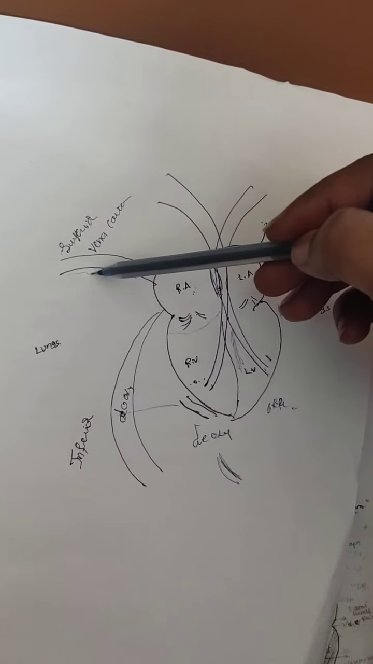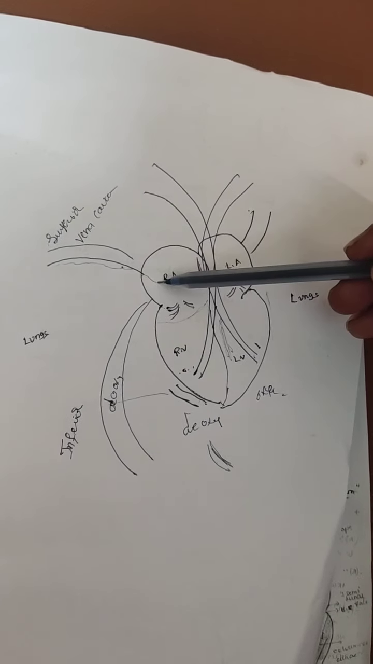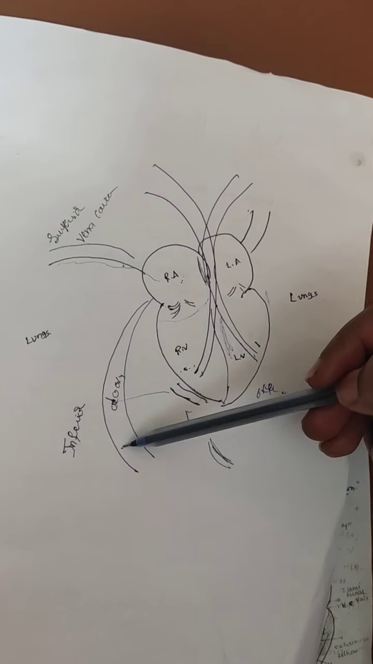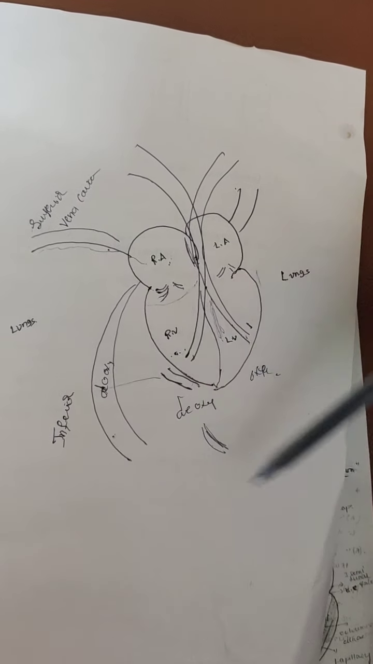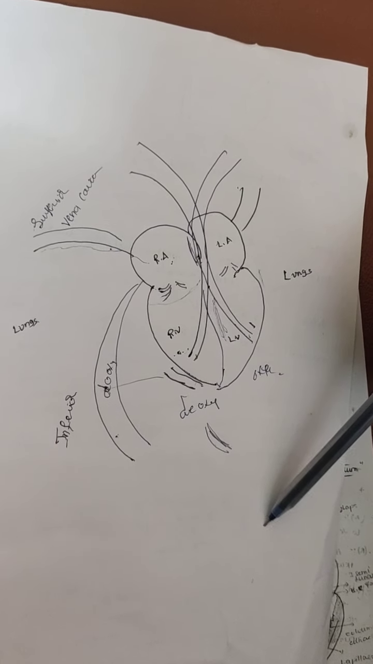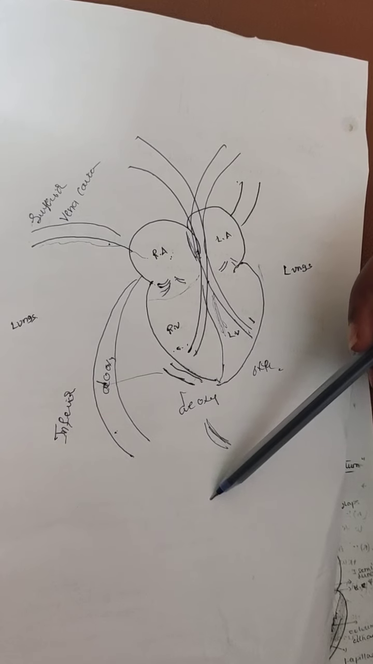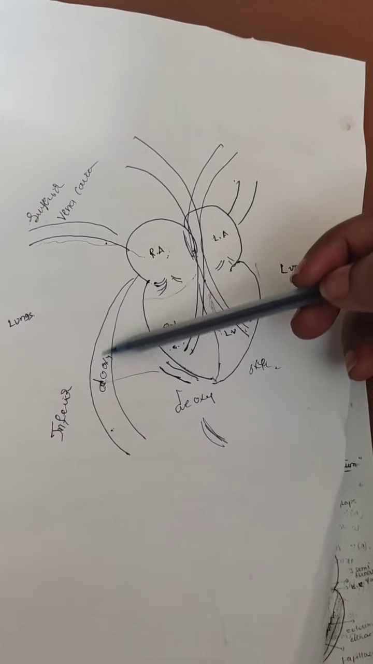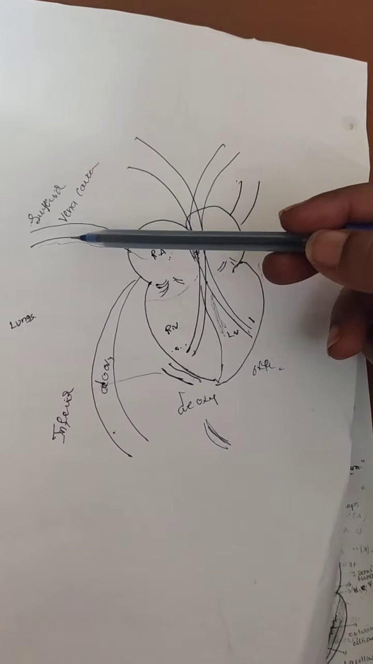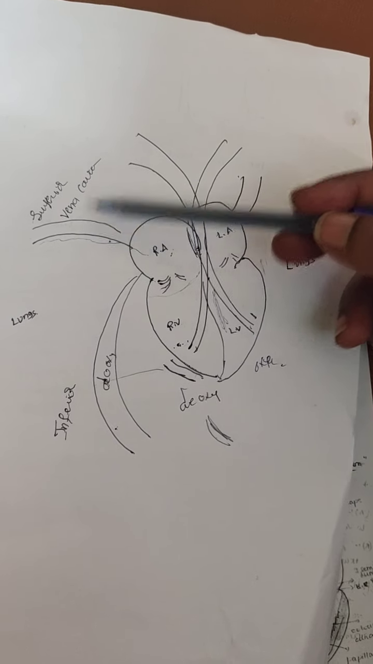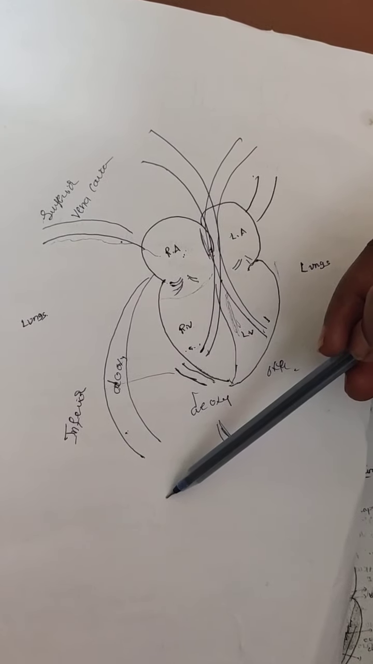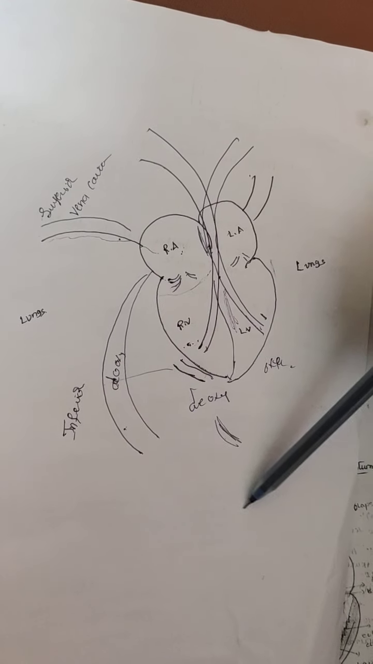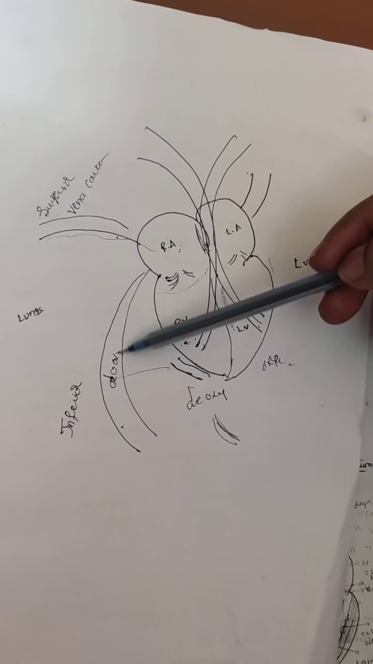This superior vena cava opens into the right atria. The inferior vena cava, posterior, takes the deoxygenated blood from the lower parts of the body, then it opens into the right atria. So the superior vena cava takes deoxygenated blood from the upper parts of the body, and the inferior vena cava takes it from the lower parts of the body. Both open into the right atria.